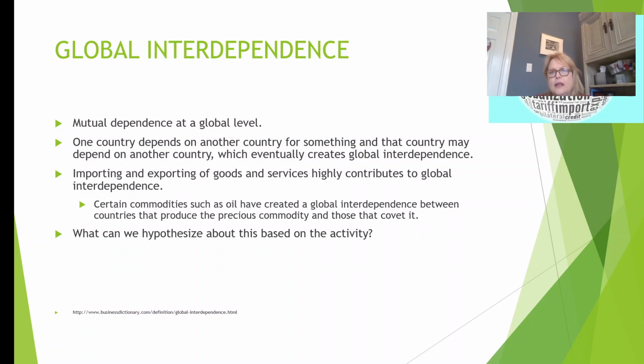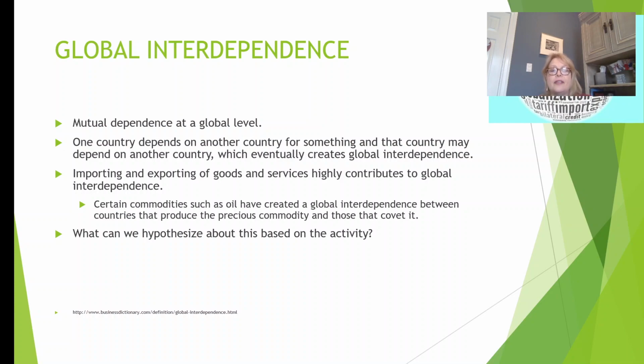Global interdependence is pretty much the theme of this course. It's about international trade and the fact that most countries depend on other countries for trade to keep their citizens and their economies supplied with what they need. So one country depends on another country for something, and that country may depend on another country. So if country A buys something from country B, country B uses the money that they make from that sale and buys something from country C, and it just continues on a global scale. Certain commodities, like oil, is a perfect example, have created a lot of trade and economy and interdependence between countries because it's a precious commodity and the people that want it will pay dearly for it.